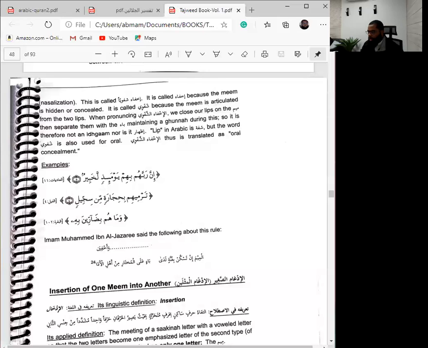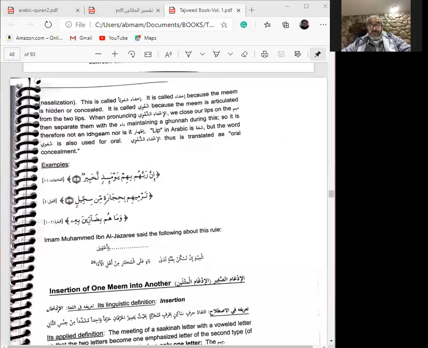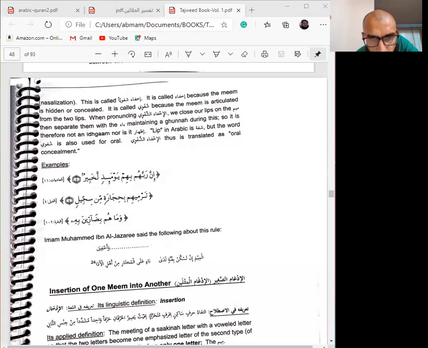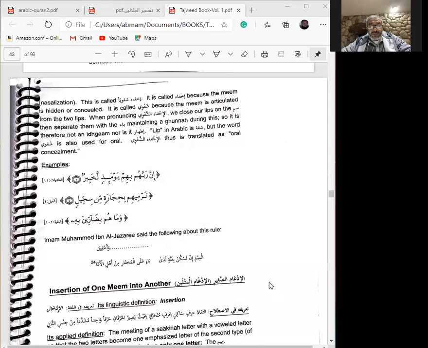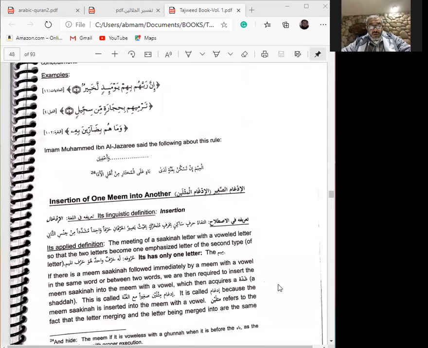بضارين به. وما هم بضارين به. وما هم بضارين به.